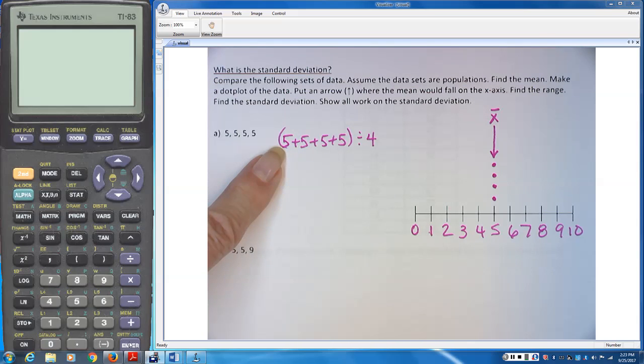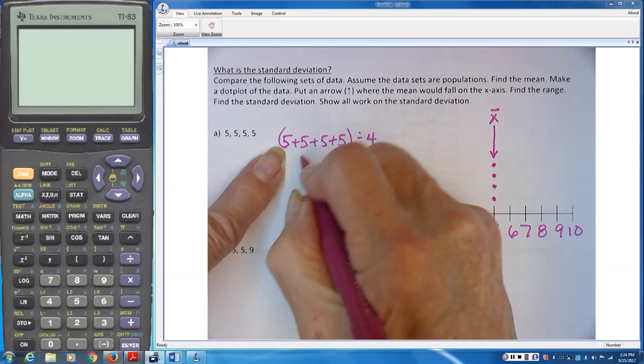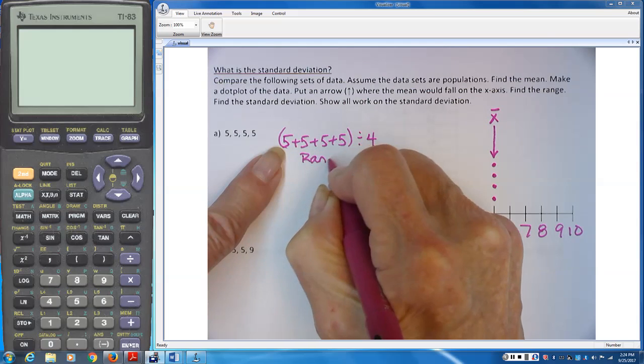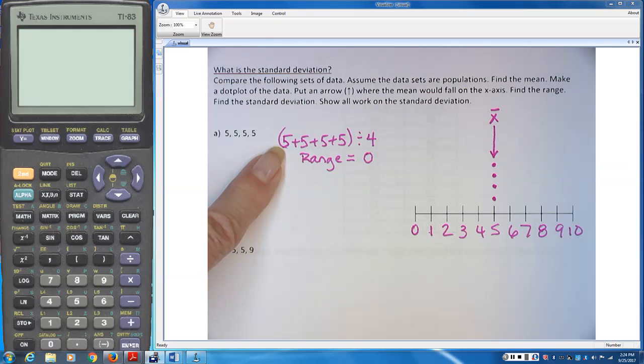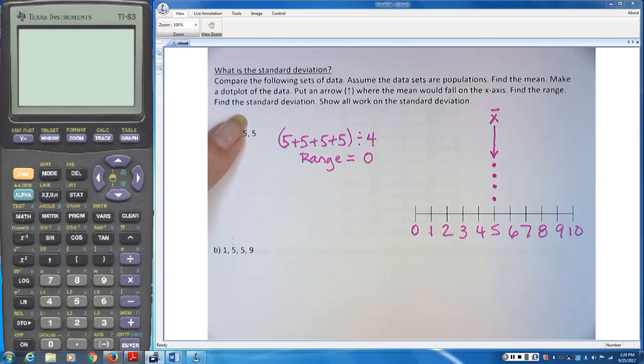Okay? What's the range? Zero. 5 minus 5 is 0. Doesn't matter which two 5s you pick, they're all 5s. We're not going to find the standard deviation just yet.